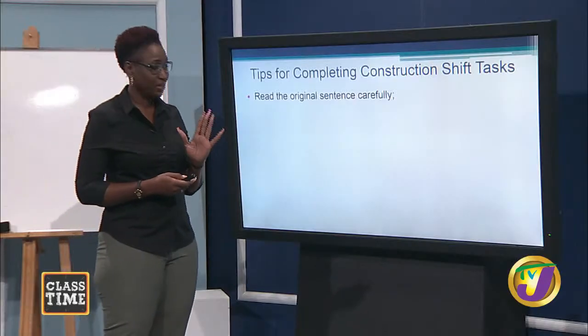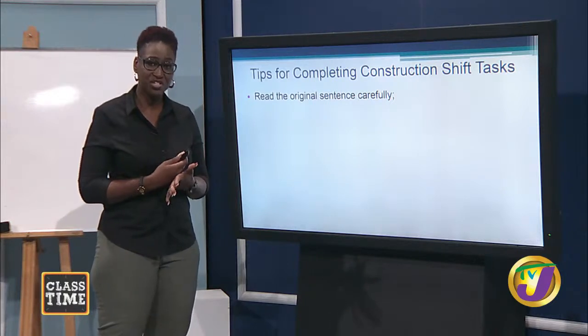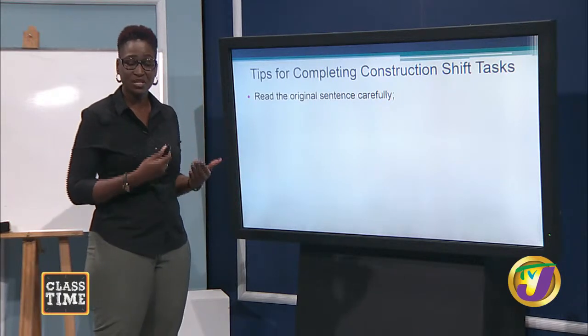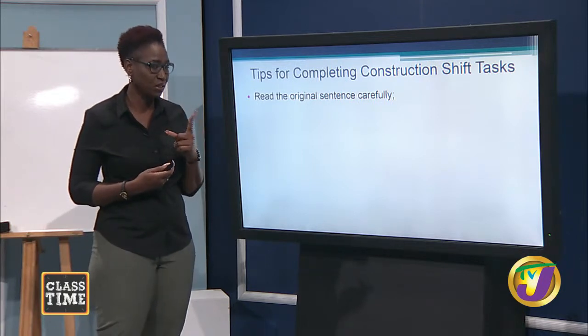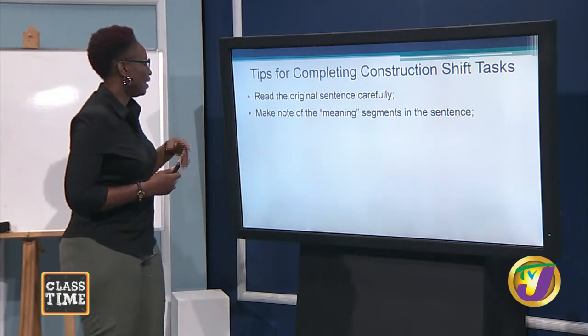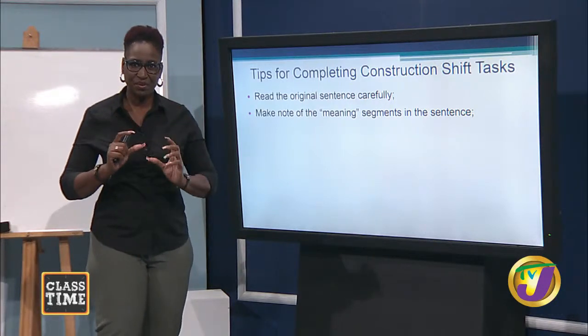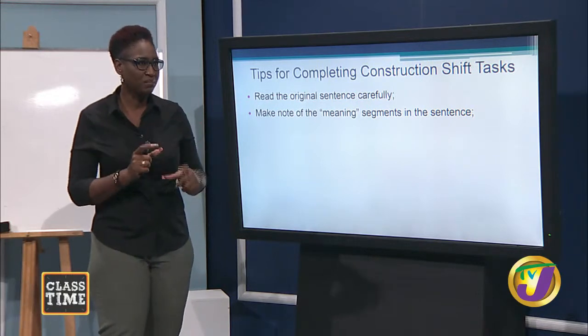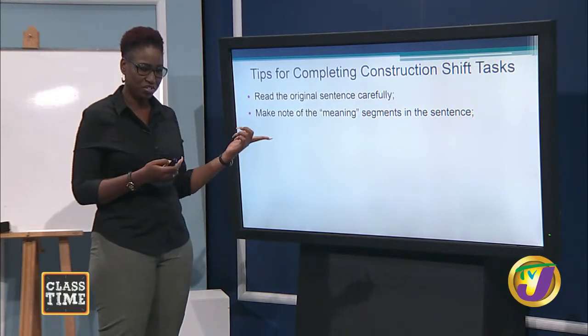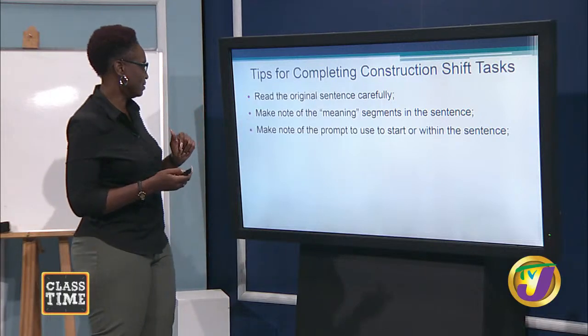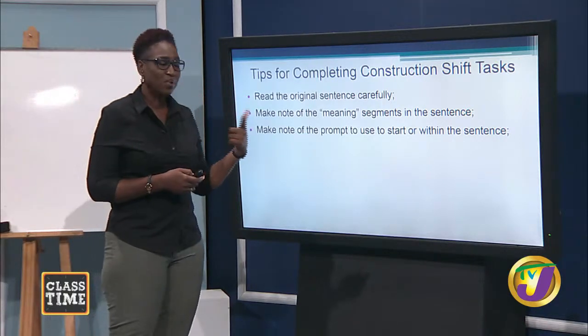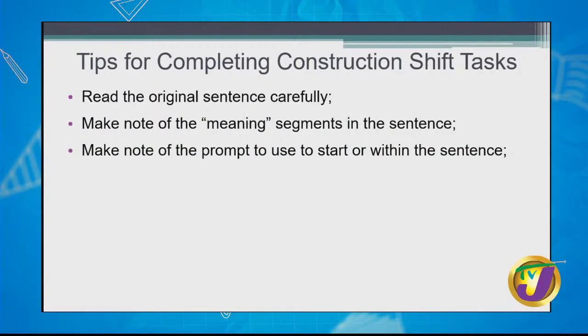Naturally, again, and you'll see this quite often, you have to read the original sentence. There's no way to change a sentence if you don't know what you're changing. Of course, look at the meaning segments. So when you cut up the sentence into different parts, what does each part mean? Something similar to what you did in the construction, in the equivalent sentences. Make note of the prompt that you should use to either start the sentence or to include in the sentence. And that is very important because that is what will determine what you add.